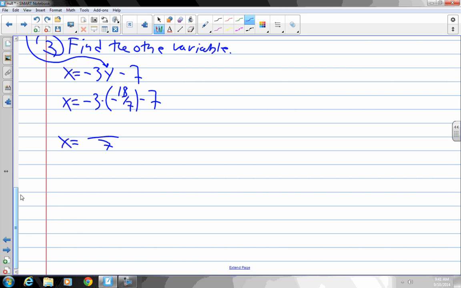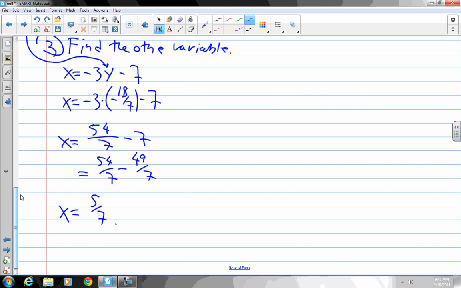What is 3 times 18? 54. So it's 54 over 7 minus 7. So I need to do the common denominator. So 54 over 7 minus 7 becomes 49 over 7. So the x then equals 5 over 7.